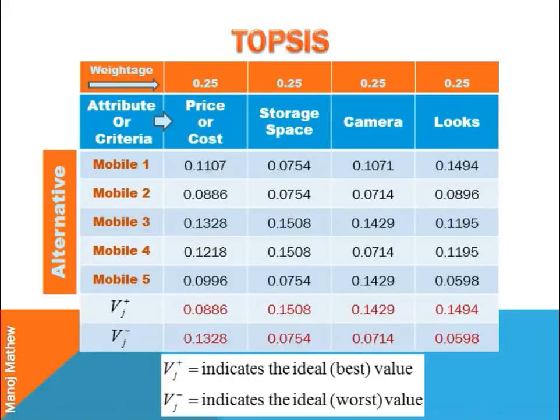Next, we calculate the ideal best and the ideal worst value. For non-beneficial criteria like price, a lower value is desired. Thus, in column 1, the minimum value, that is 0.0886, is the ideal best, and the maximum value, that is 0.1328, is the ideal worst. But in case of beneficial criteria like storage space, camera and looks, the maximum value is desired. So the ideal best will be the maximum value and the ideal worst will be the minimum value.